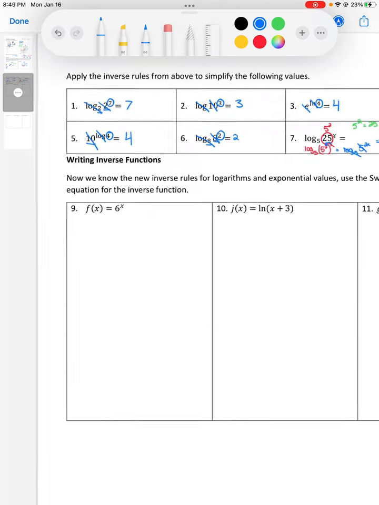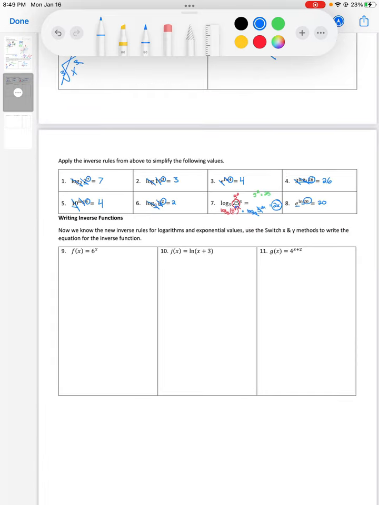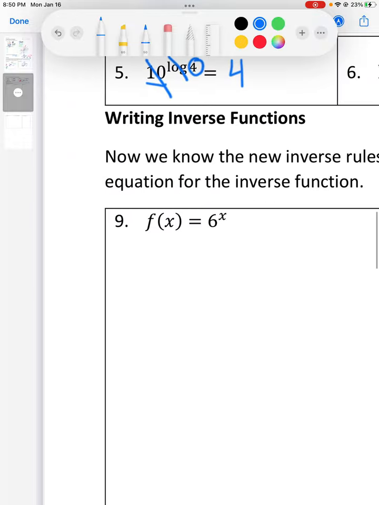So now we know the new inverse rule for logarithms and exponential values. Use the switching x and y method to write the equation for the inverse function. Okay, so right, we're talking about inverses, so we switch x and y. So I need a y. So we switch x and y, but we need to get y all by itself. So how do I undo an exponent? What's the opposite of an exponent?